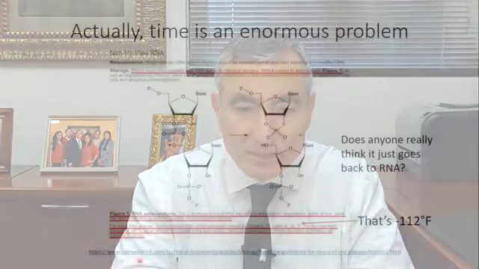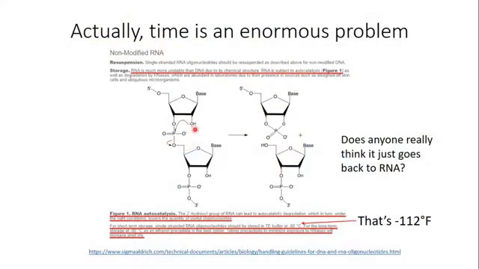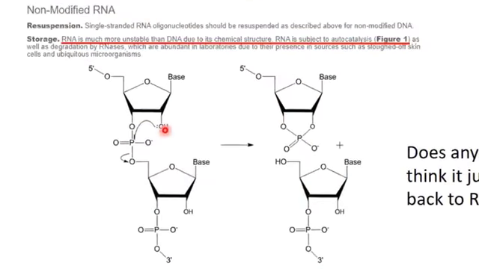Well, how stable is RNA? Well, let's see what the Sigma Aldrich website has to say. Remember I told you that hydroxyl on RNA makes it a lot less stable. The DNA doesn't have that. It's because that hydroxyl attacks that phosphate and it breaks.